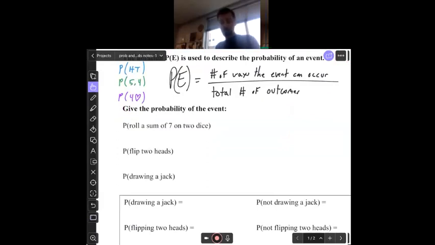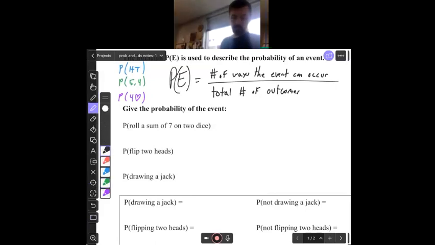So a lot of times if we're going to try to figure out what the probability of an event is, we need to make sure we understand those two things. It's really just two questions, right? How many ways can I roll a sum of 7 on 2 dice? And then how many total outcomes are there for 2 dice when I roll them? How many ways can I flip 2 heads? How many things could happen when I flip 2 coins? How many ways can I draw a jack versus how many things could happen when I just draw a card? So making sure you answer those 2 questions and you just write them as a fraction. It doesn't matter which order you answer them in.